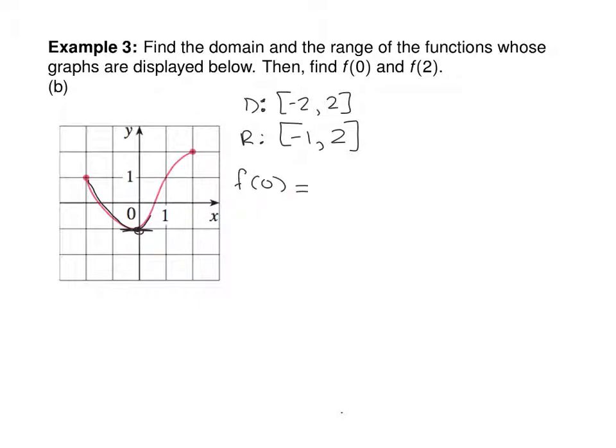F of 0 is equal to... I think it's -1. It's this point right there, right? How about f of 2? 2. Yep, when you plug in 2, you get out 2, right?